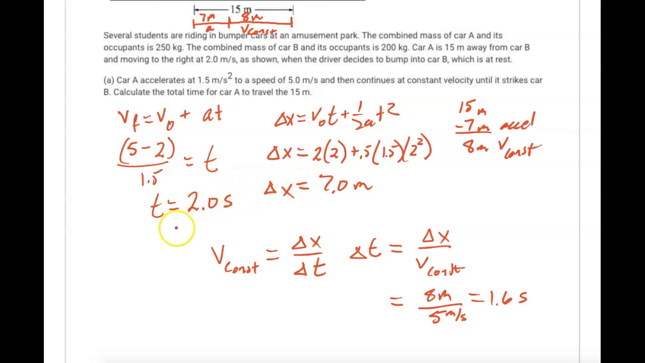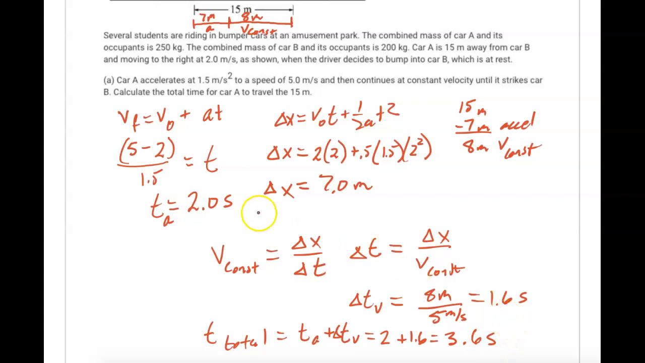So now we have a time to accelerate. This is the time to accelerate. This change in time was the change in time for that constant velocity. And if I want the total time, that's going to be equal to our time to accelerate plus the time to go the constant velocity of 8 meters. So we put delta t constant velocity there, and that is equal to 2 plus 1.6, and so our final answer here is 3.6 seconds.